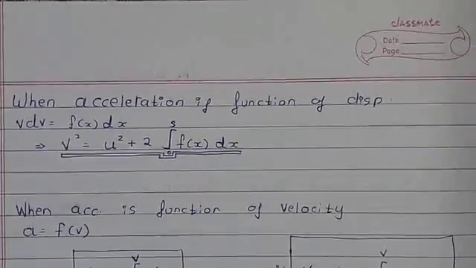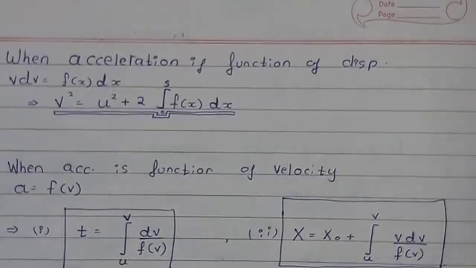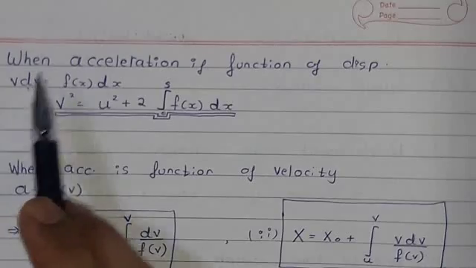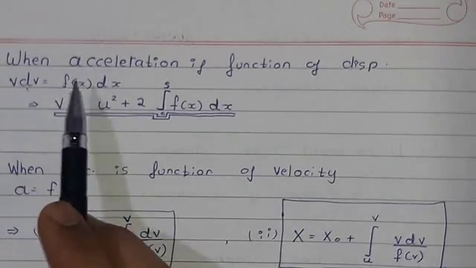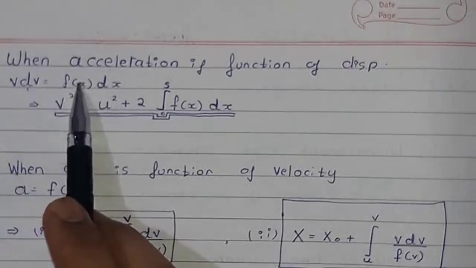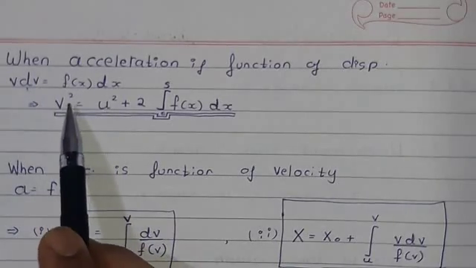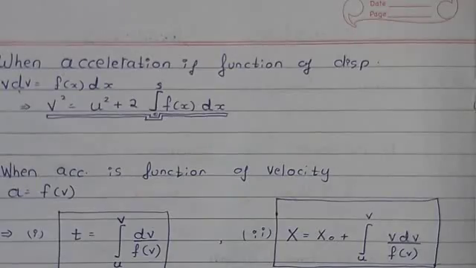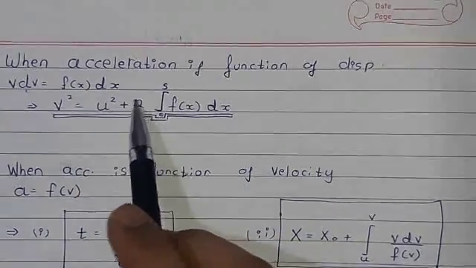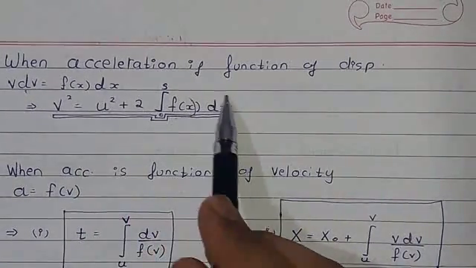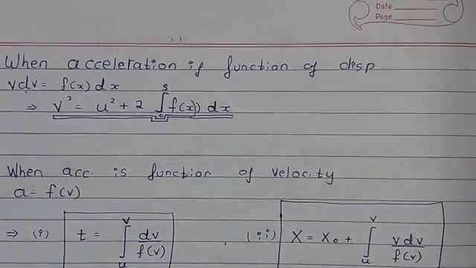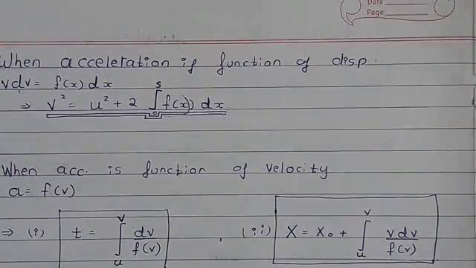Now let's move on to our next page. When acceleration is a function of displacement, this is our new topic. When v dv by dt, that is v dv/dx, equals a function of displacement, where x is the displacement. Then by using another formula, v square equals u square plus 2as, ranging from 0 to s, of a ds. This is when acceleration is a function of displacement.